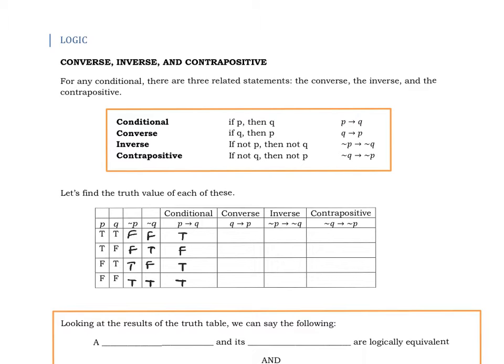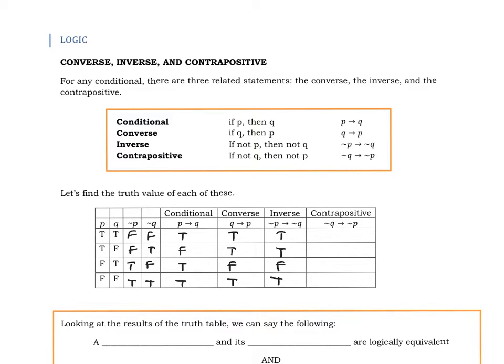Okay, so for our converse, we have a true, true. We know that's true. False, true is true. True, false, we know that that is false. And false, false will be true. Okay, if not P, then not Q. So the false, false, and the false, true, we know will both be true. The true, false, we know will be false. And then the true, true will be true.